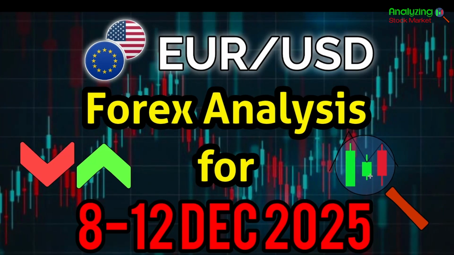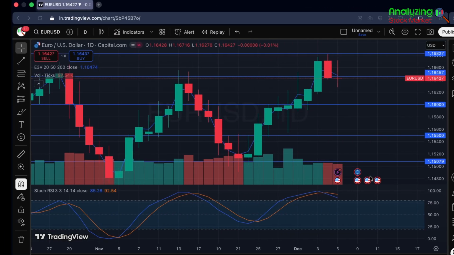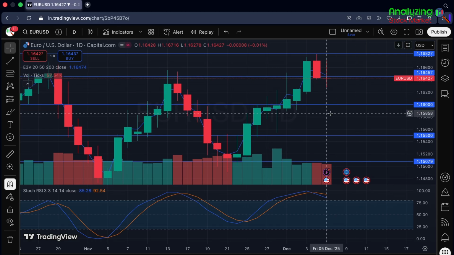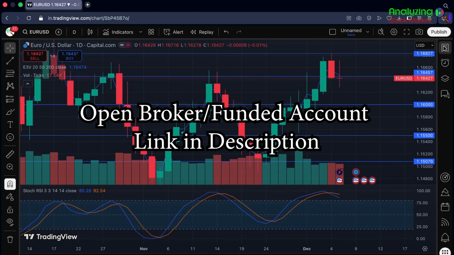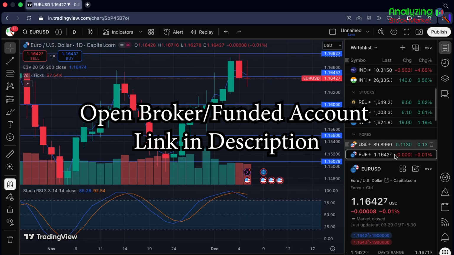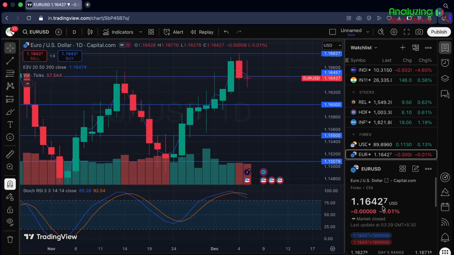So today we'll be talking about the Euro USD pair and we'll do the Forex analysis for 8th to 12th December 2025. So let's go straight to our chart. Here I have already opened the Euro USD chart. First let's see what happened in Euro USD on Friday. As you can see, a 0.01% negative move, 1.16427 was the closing on Friday. Overall, here we can see a negative move on Friday.